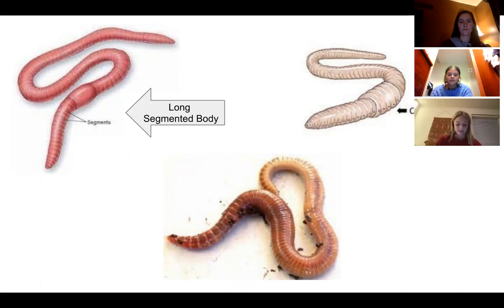Annelids are triploblastic, which means all three germ layers are shown in the embryo. Their body is covered in a thin cuticle to protect the skin and to keep it moist. This allows the annelid to absorb oxygen and expel carbon dioxide. Finally, you can most commonly find these in moist environments.